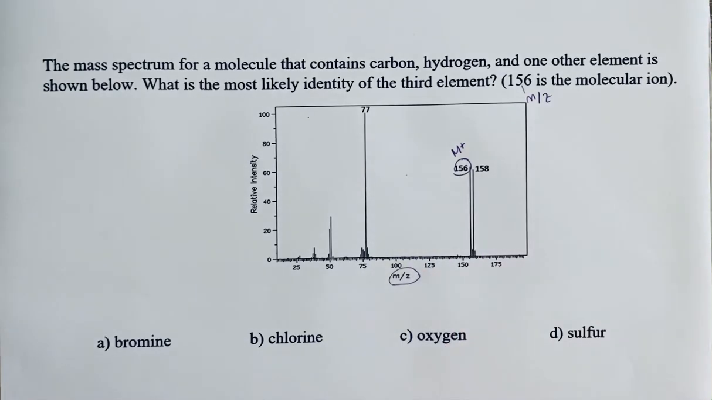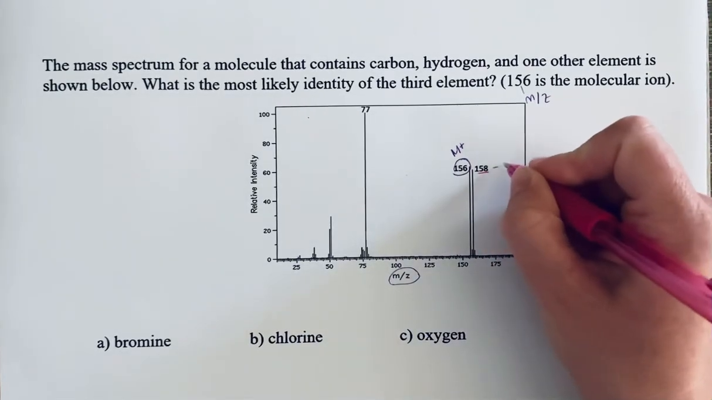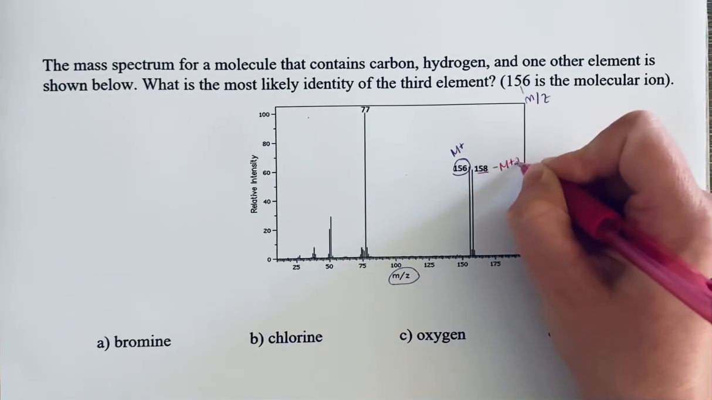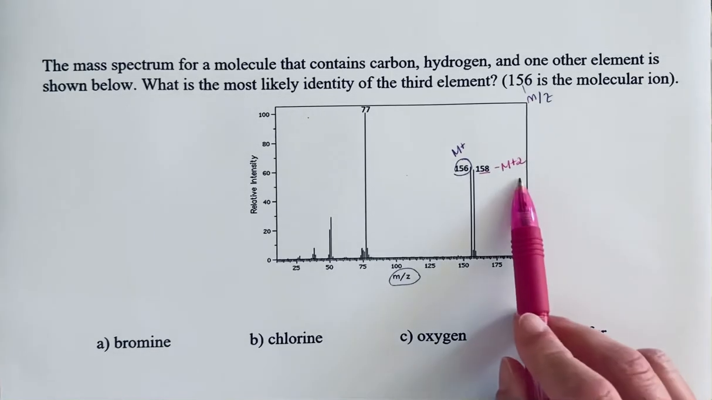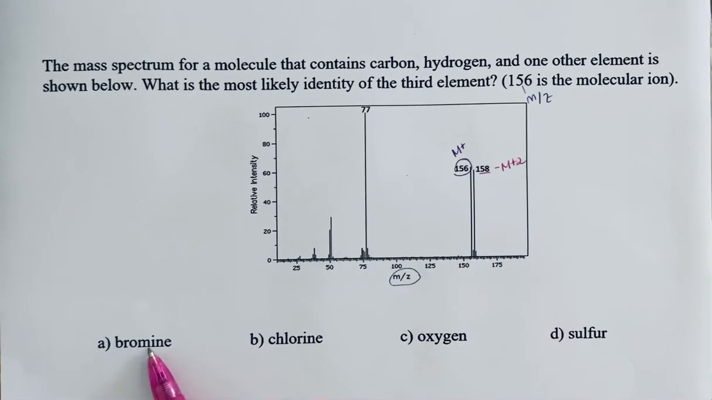We're seeing that there is another peak here at 158, 2 mass units heavier, so we call that an M plus 2 peak. We will see this for certain molecules that have 2 naturally occurring isotopes that occur in a large enough amount that we might be able to see it in the mass spectrum. So our options here are either bromine, chlorine, oxygen, or sulfur.